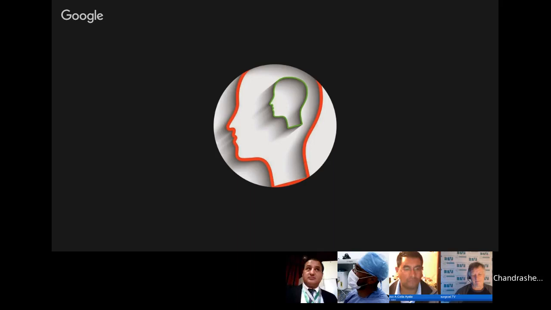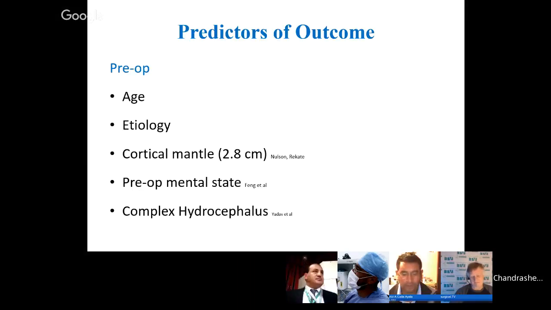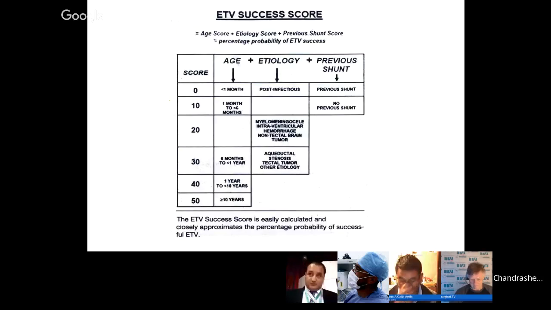There are various predictors of outcome which people have studied. Age and etiology are probably the most important, more important than cortical mantle, I suppose. Abhay Kulkarni and colleagues in Canada, after studying over 3,000 cases, have come to the formation of a score called the ETV success score, where you add the age score with the etiology score and the previous shunt score, and it gives you a good percentage probability of ETV success.